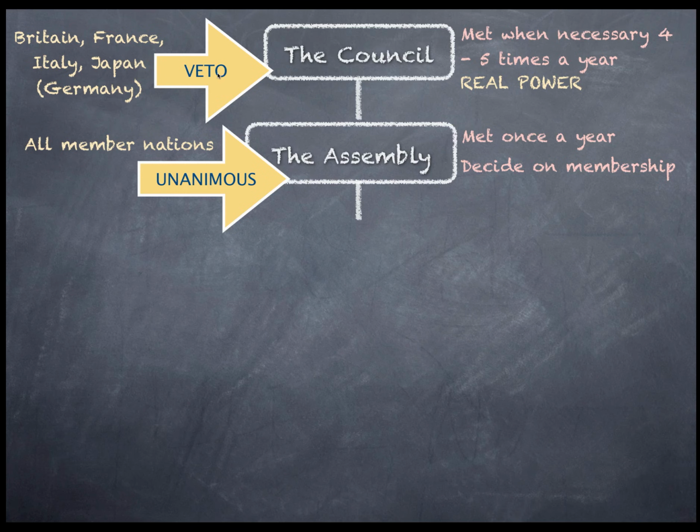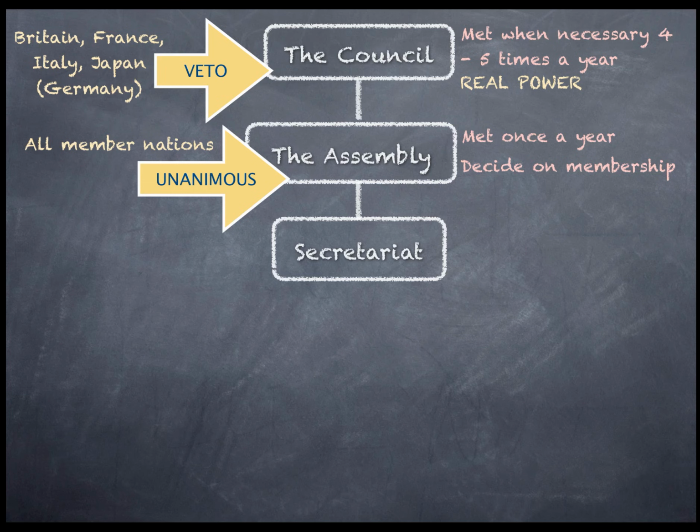So if one member voted against a decision, it wouldn't get passed. Again, this could potentially stop the Council from coming to any decision which is against the interests of any member of the Council. They could use their veto.